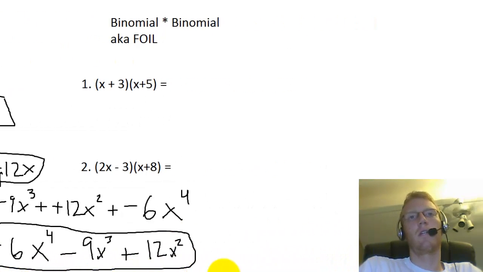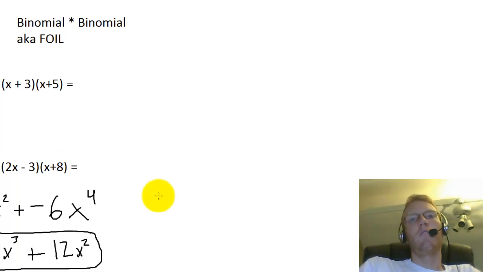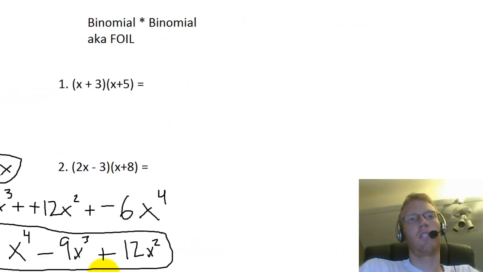Fantastic. Now let's move on over here and look at binomials. So, let me go back. All of these was one thing multiplied by many things. So a monomial, one thing, multiplied by a polynomial with multiple stuff in it. And then you just distribute it in. So you've probably seen that before.